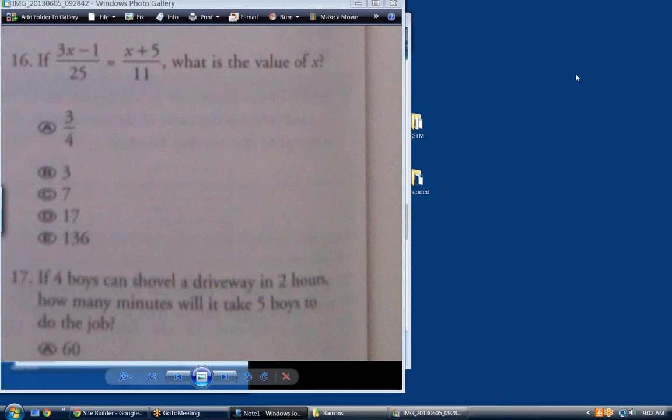Okay, on this one, it's just straightforward solve it. So I can start with multiplying both sides by 11, or cross multiplying. Okay, let's cross multiply it. That's two steps in one, kind of. Okay, so you end up with 33x minus 11 equals 25x plus 125.